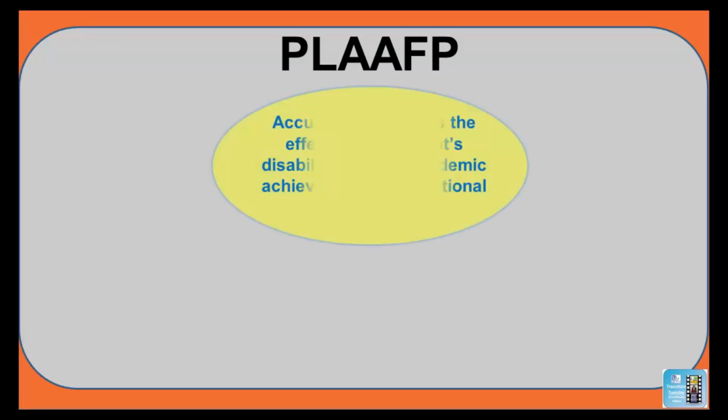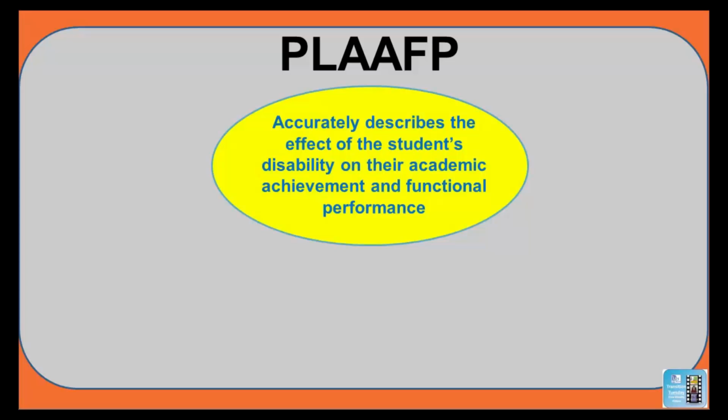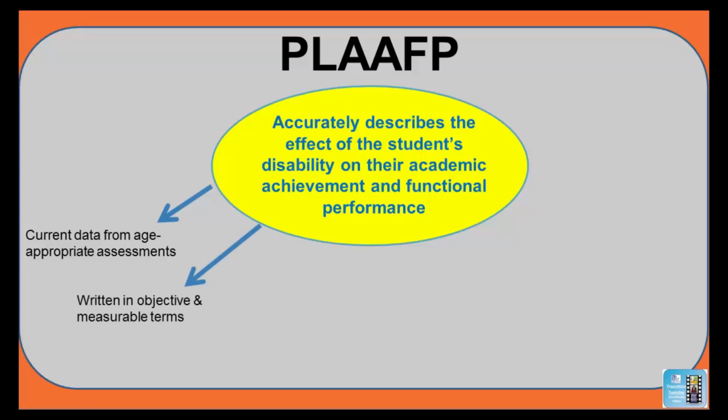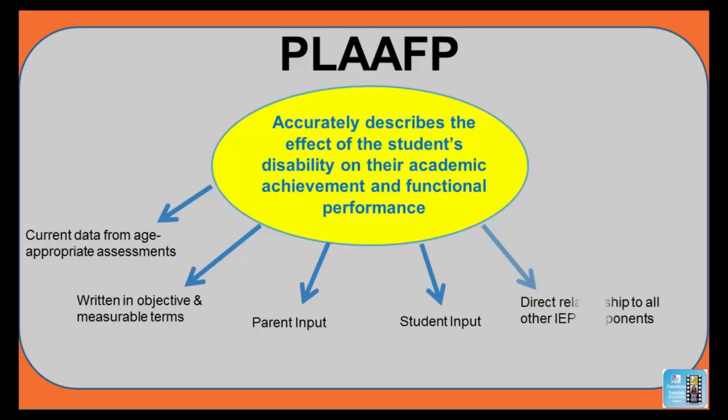To summarize this video, the PLAAPF needs to accurately describe the effect of the student's disability on their academic achievement and functional performance. It needs to include current data from age-appropriate assessments. The PLAAPF needs to be written in objective and measurable terms. It needs to include parent input and student input. It needs to have a direct relationship to all other IEP components, and it needs to address how the student's disability affects their involvement and progress in the general education curriculum.